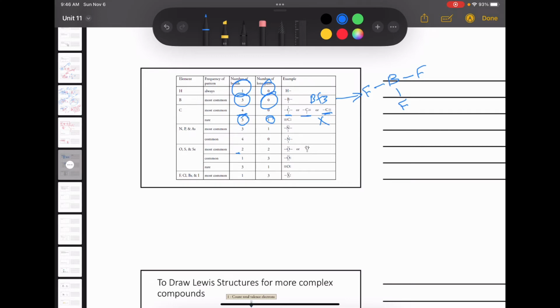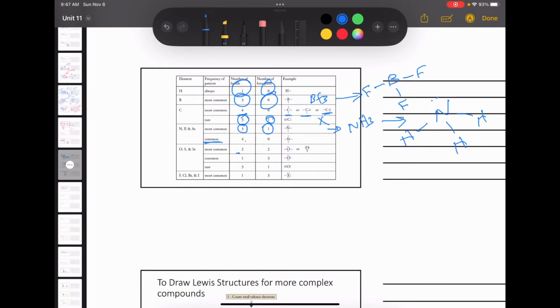When it comes to nitrogen, phosphorus, and arsenic, the most common is 3 bonds and 1 lone pair. Example for this one, the NH3. That's the one that we looked at a second ago as well. So that's with 3 hydrogens, right? So there's 3 hydrogens and the lone pair on the top of the nitrogen. Same thing if you were to study something like PH3 or AsH3, they would have the same behavior.